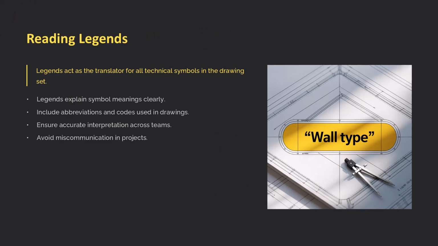Reading legends. Legends are the translator for all technical symbols in drawings. They explain the meaning of every symbol, abbreviation, and code used. Without legends, even experts could misinterpret drawings, leading to errors. Legends provide the key that ensures consistent understanding across all teams.